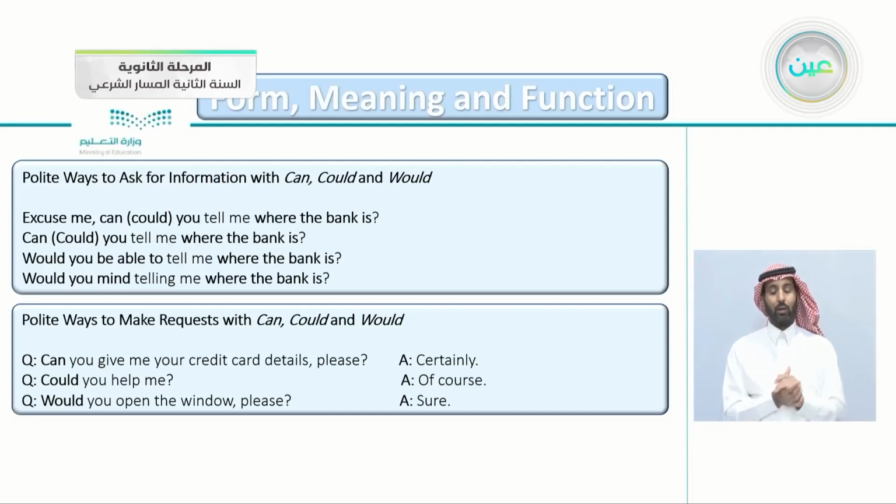The first one: can you give me your credit card details, please? Of course, please is a polite word here. The answer is certainly. The second question: could you help me? Of course, it is a polite way of asking. The answer is of course.